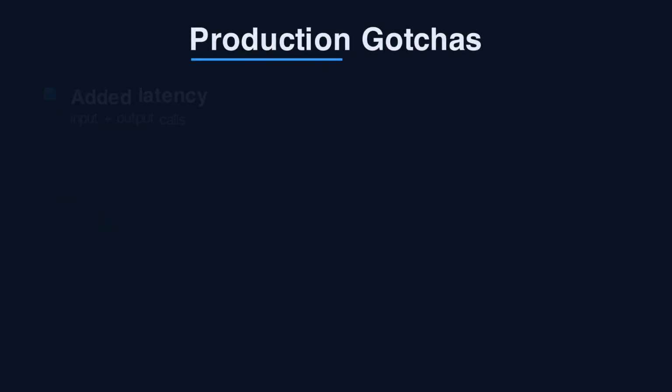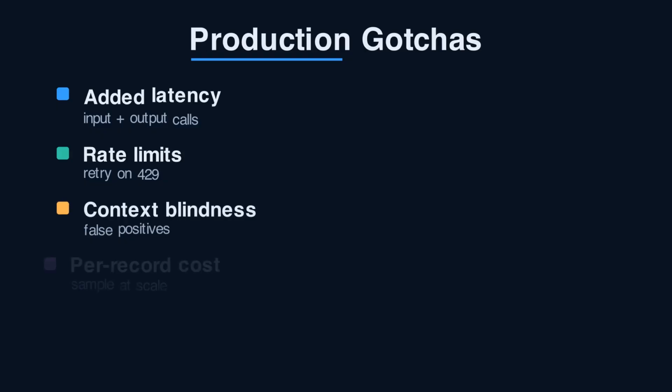A few things bite people. First, latency. Every moderation call adds round-trip time, so screening input and output doubles your overhead. Batch or parallelize where you can. Second, throttling. There are requests per second limits, so add retries with backoff and expect 429 responses under load.